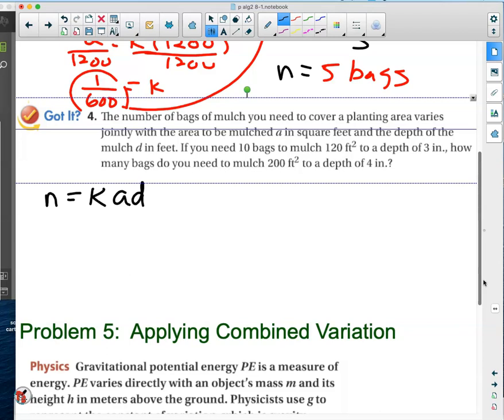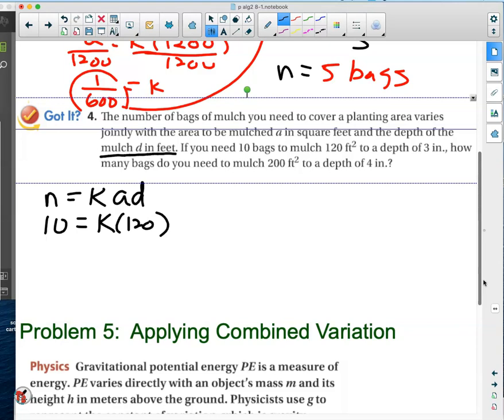Okay. If you need 10 bags, so where's the 10 going to go? Which one of these variables stood for the number of bags? To mulch 120 square feet, where's 120 square feet going to go? A, because that's the area in square units. Depth of 3 inches. Where's that go? D, except, here's what we have.